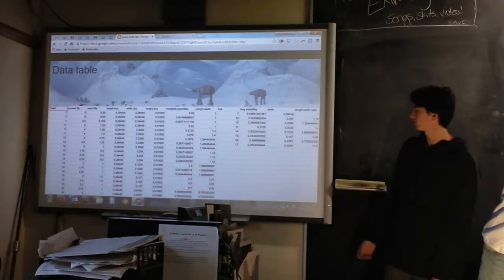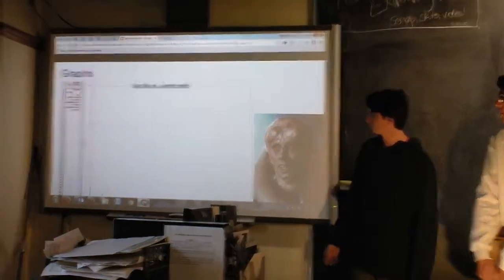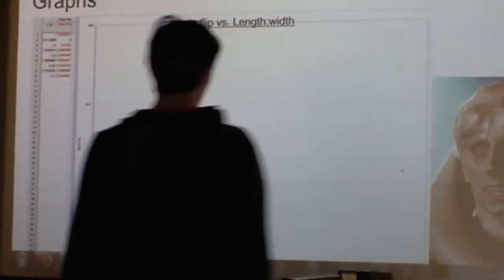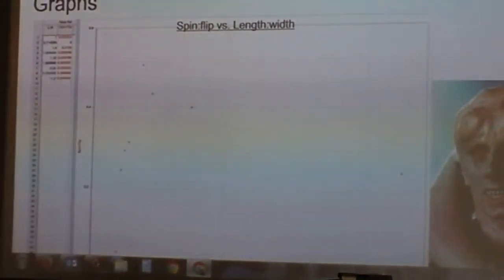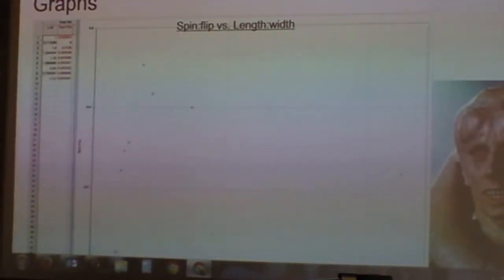And I guess I'll just show you the graph. Yeah, so for the length to width theory, we kind of came out with nothing. Spin to flip versus length to width. We didn't find any. It doesn't really look like there's a huge trend.